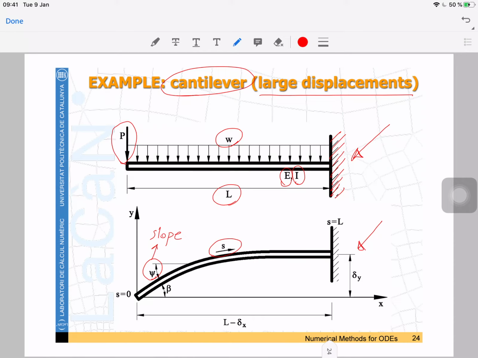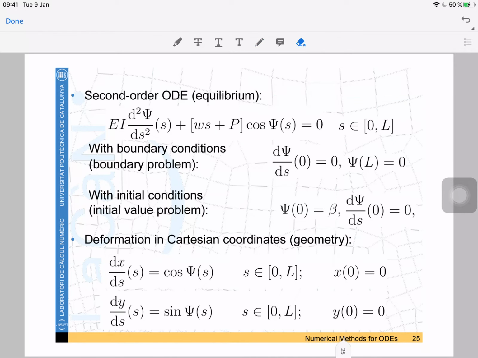As we will see in the next slide, this deformation can be explained by a second order ODE. The second order ODE is written in this form. Basically, this is the second derivative of psi, the slope, with respect to s, the distance along the beam. The s is in the interval between 0 and L, the length of the beam. The other terms are based on the load that we apply and the cosine of psi.